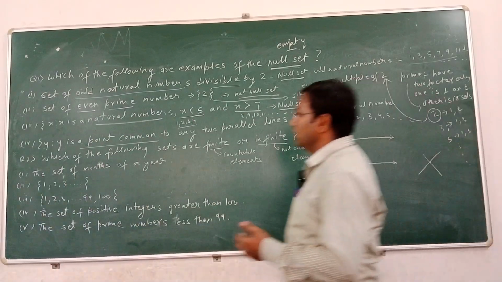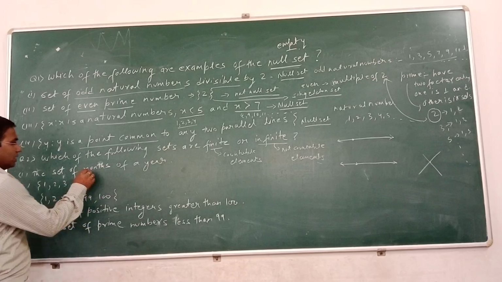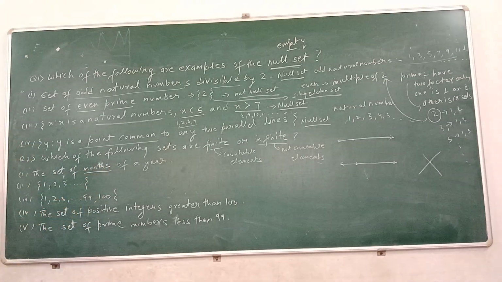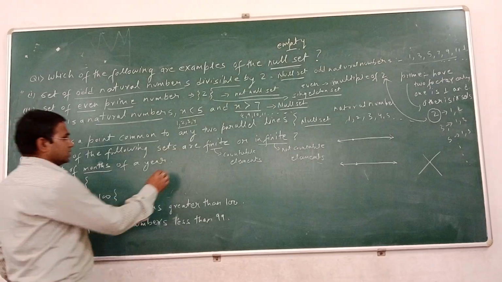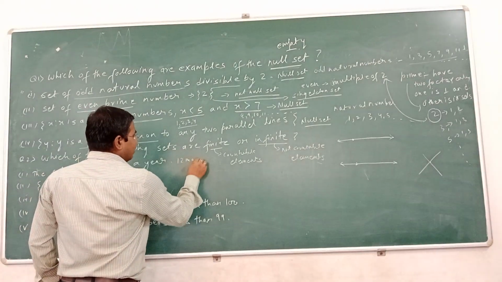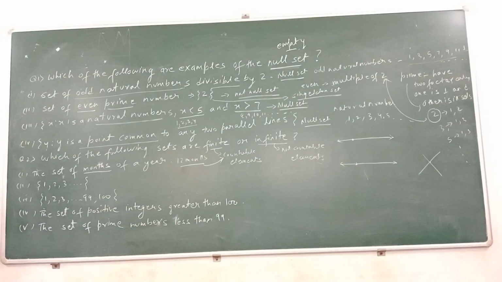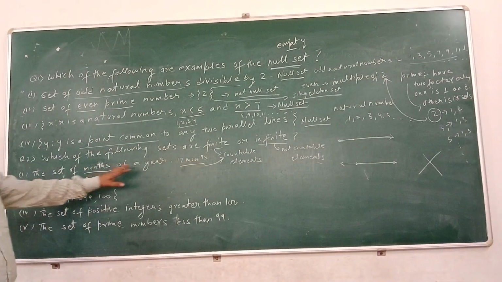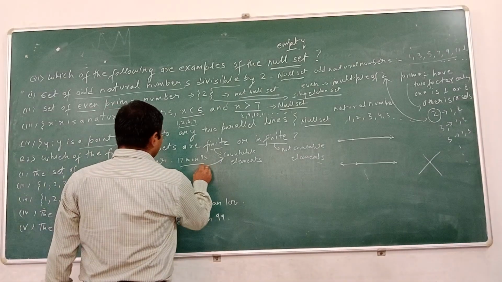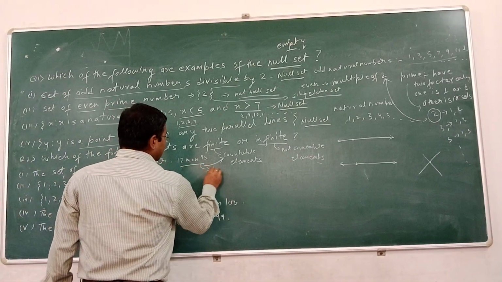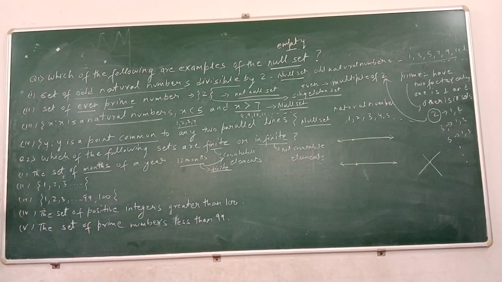See here what is written: the set of months of a year. In a year there are 12 months. So 12 months is countable. Set of months means 12 months, and 12 months is countable, so it will be a finite set. See here, if it is countable, then it is finite.